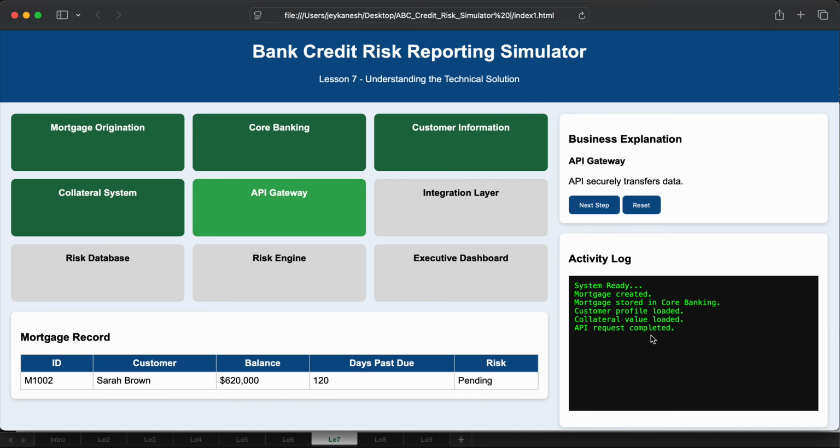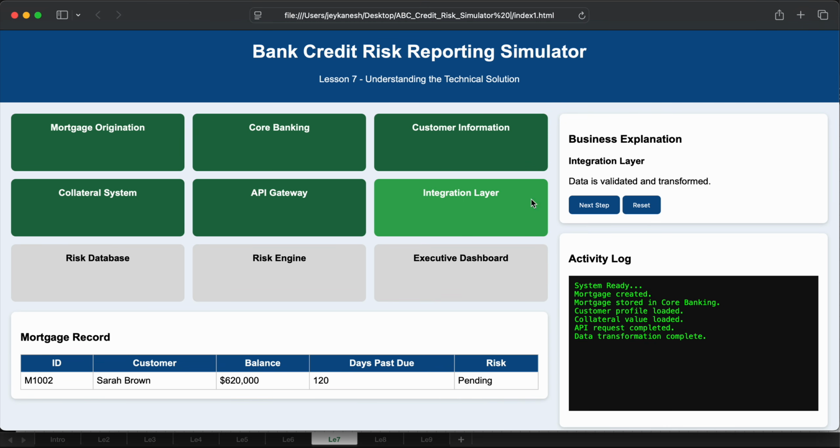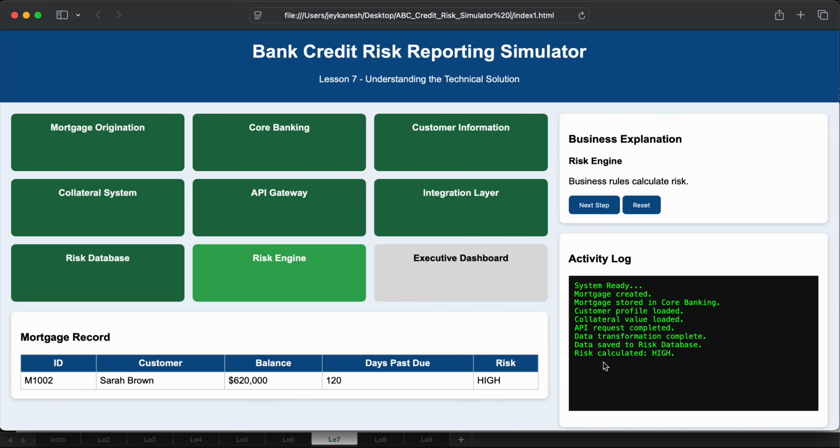So you see the API request is completed, the risk database, the risk engine calculated high. So here is the rule that is applied. In the risk engine we have a rule: greater than 90 is high risk, and between 30 and 60 is medium. So we didn't talk about that rule.